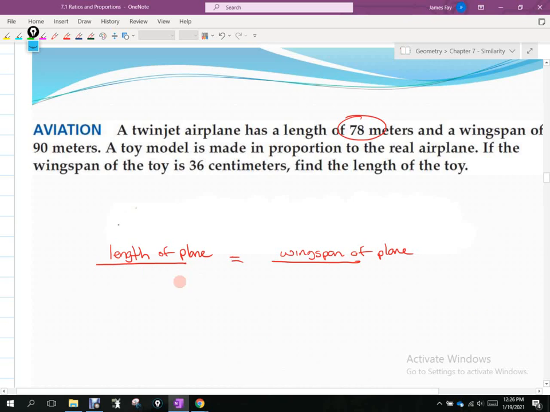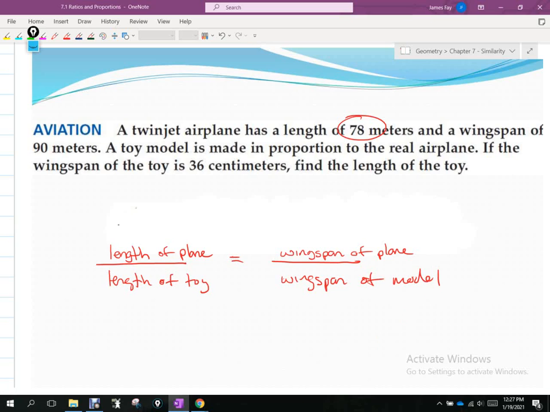Okay? On the bottom here, then, the length of the plane, there needs to be a connection between the numerator and denominator. The connection between these numerators was that they came from the same shape. The connection between these two things is that they're both going to be a length. Does that make sense? So it's going to say length of the toy or the model. And this here will say wingspan of the model. Okay? That's the way I like to do it.